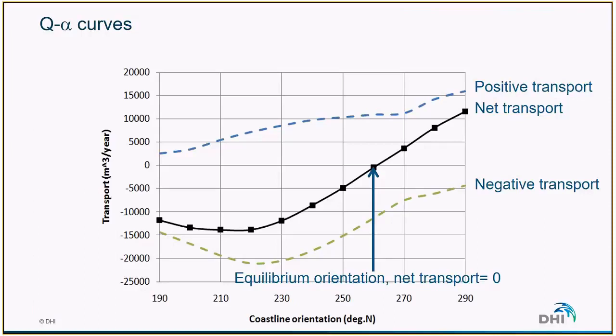This is very useful to identify the equilibrium orientation of the coast, which is defined when the net transport is 0. It can also be used to assess the lifetime of a nourishment or to estimate the accumulation along a structure, for instance.